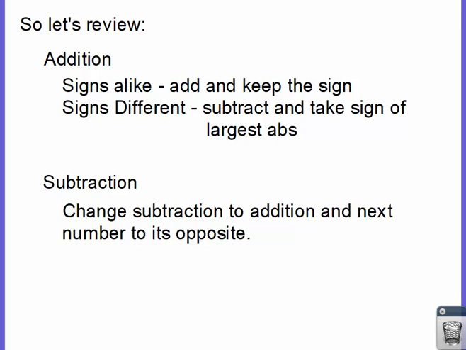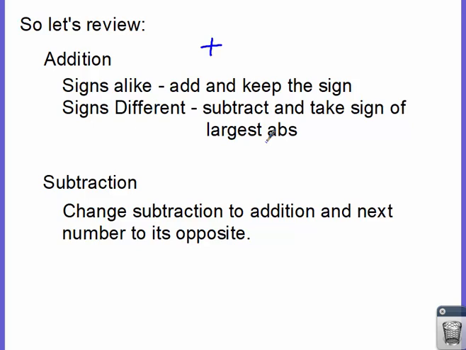We need to remember, in addition, how do we know that it's an addition problem? Well, we know it's an addition problem because it's got a plus in the middle. And if it's got a plus in the middle, then we've got two rules. If the signs are alike, we add our numbers and keep the sign. If our signs are different, a positive and a negative, then we subtract our numbers and take the sign of the number with the largest absolute value.